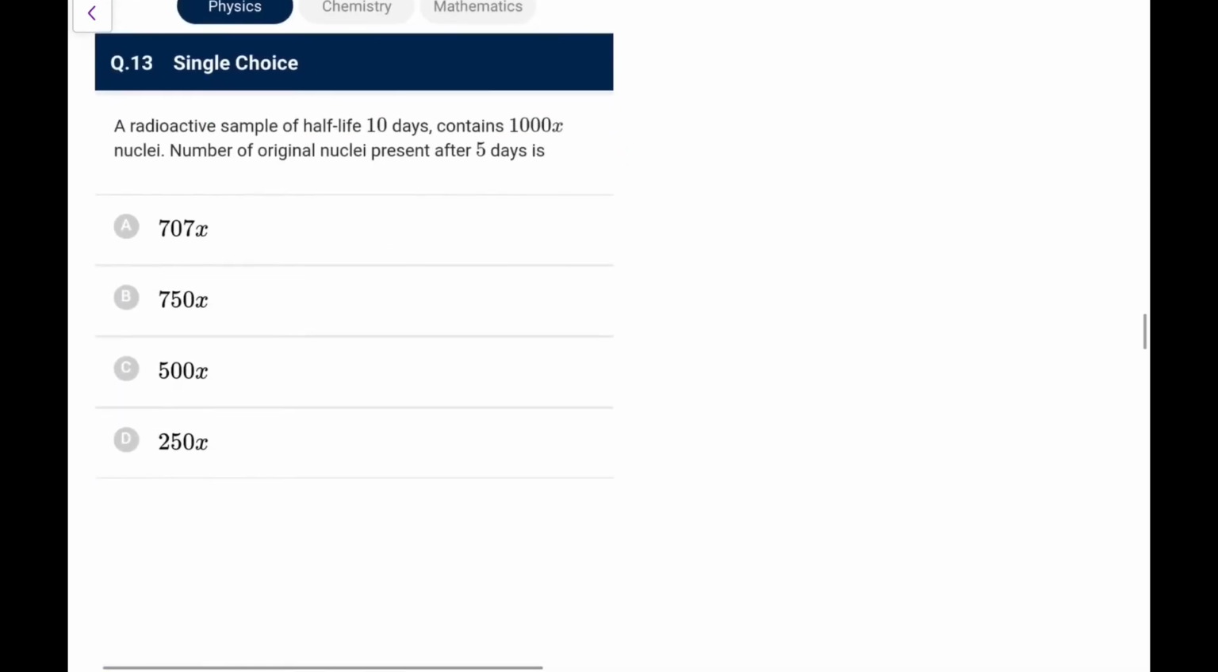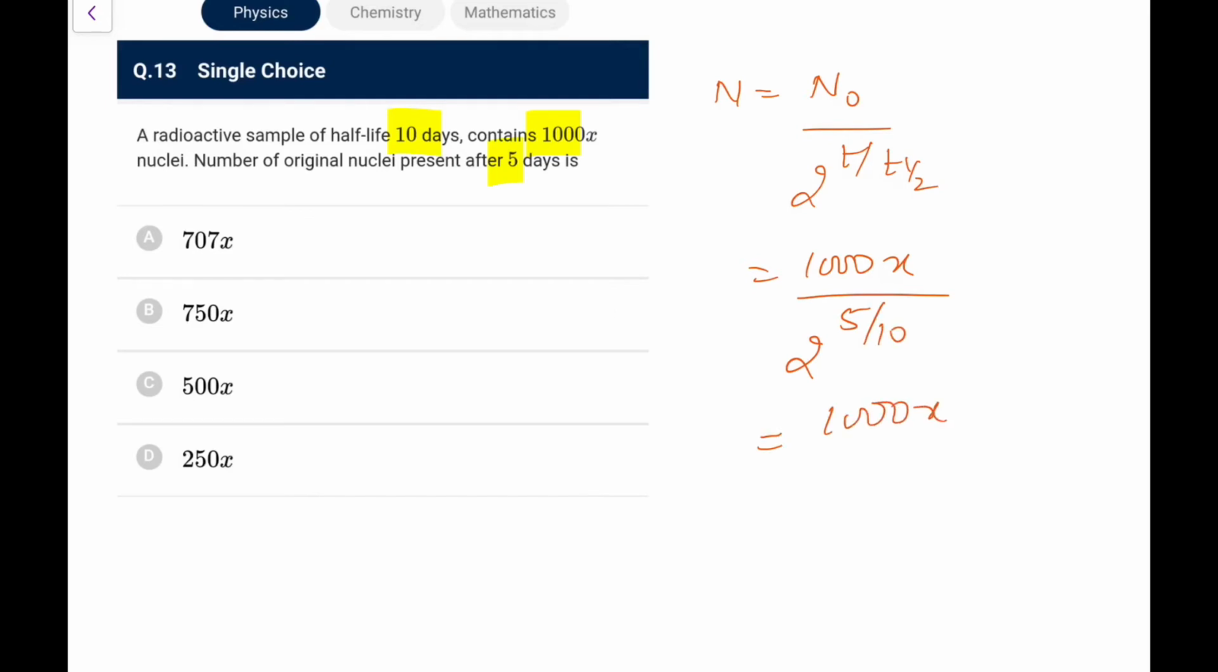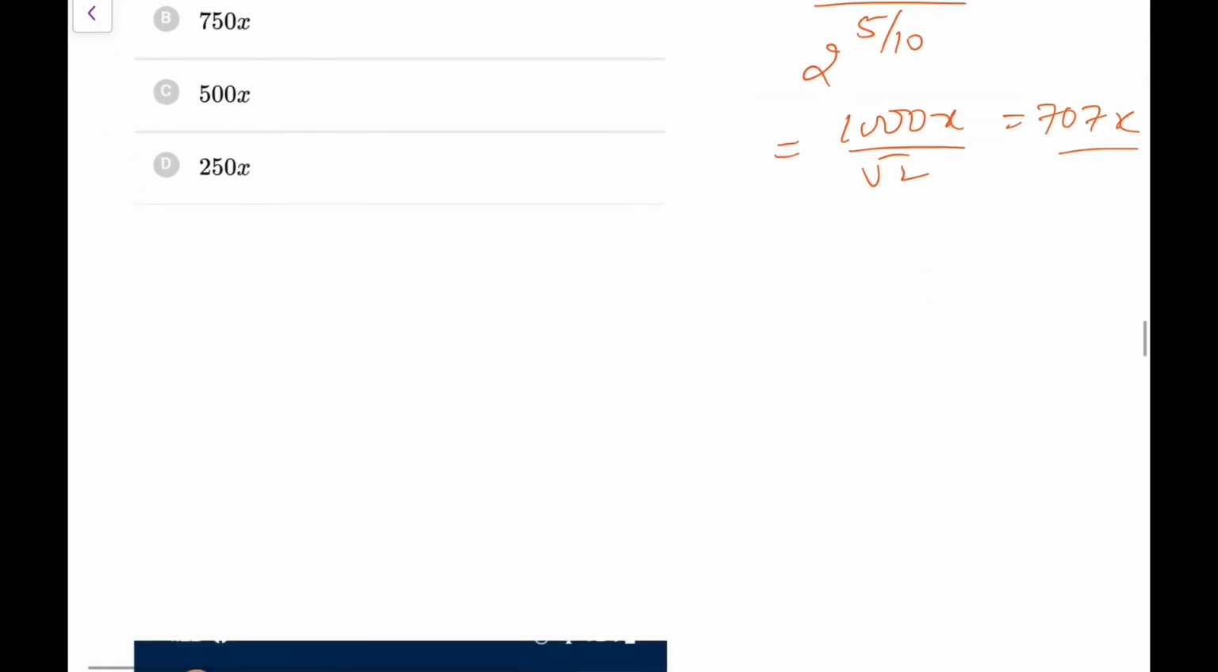Next, a radioactive sample, half-life 10 days, contains 1000x nuclei. Okay, number of original nuclei present after 5 days is, so what will happen after 5 days is, you will say N would be N₀ upon 2 to the power t by t half, that you remember. So N₀ is 1000x, 2 to the power t by t half is 5 by 10, that is 1000x upon root 2, and root 2 is 0.707, so it is 707x. You can directly go for it, you remember this one, 1 by root 2 is 0.707 we write.